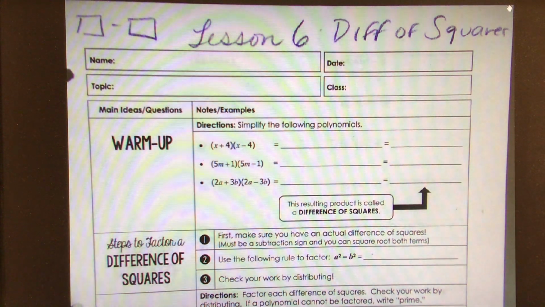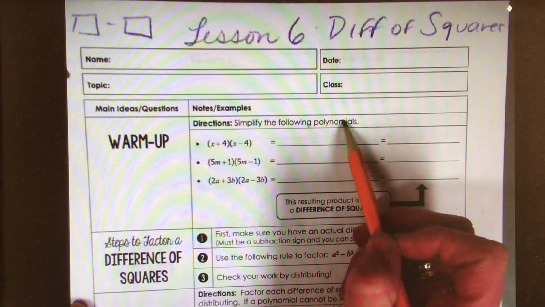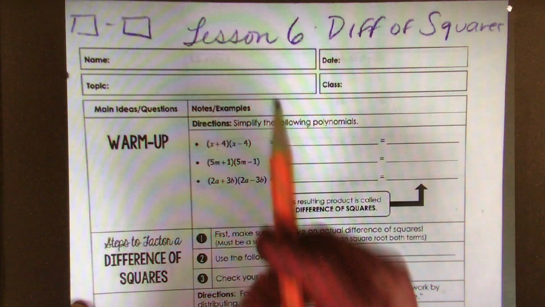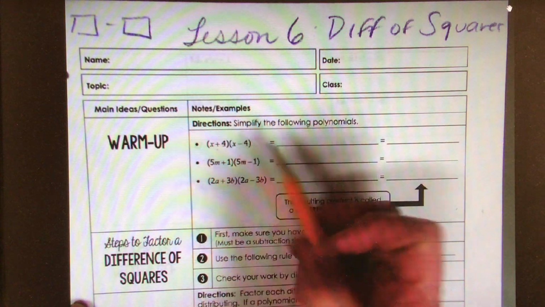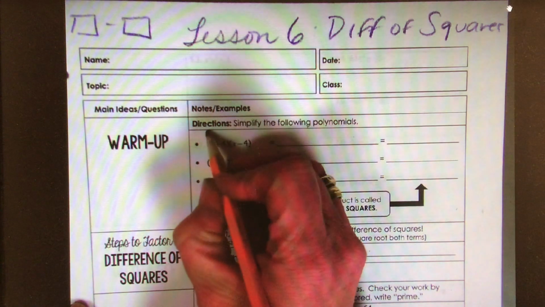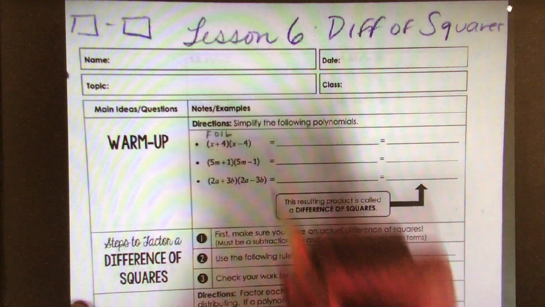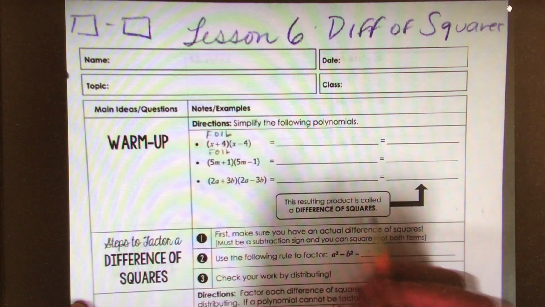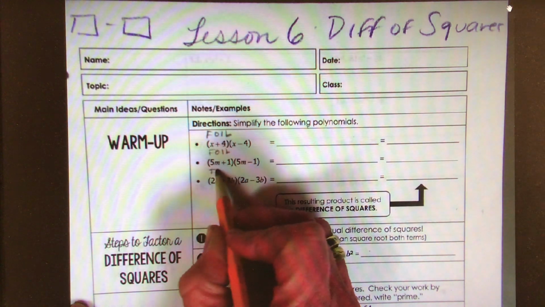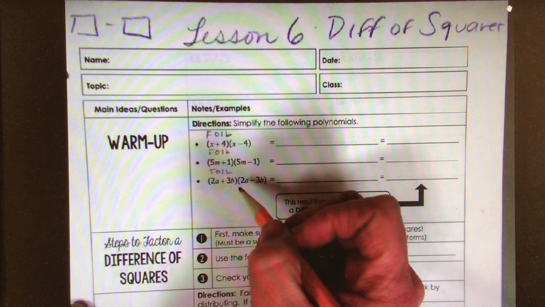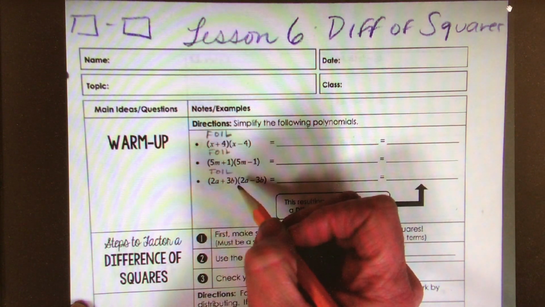On the top, we're simplifying the following polynomials. So this is a little bit of review to make sure you understand that when I multiply binomials together, remember I can do FOIL, right? If I needed to multiply these together, I can FOIL it. I can FOIL this too, and I can FOIL this too. These are all binomials that I'm multiplying together, and I'm using the distributive property to make sure that I get the right answer.